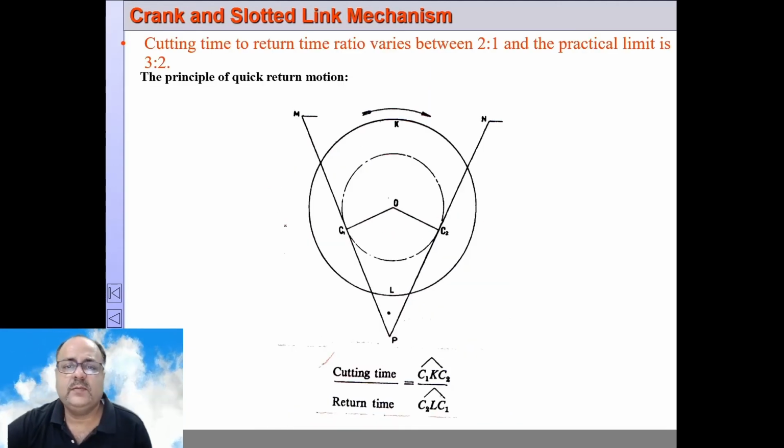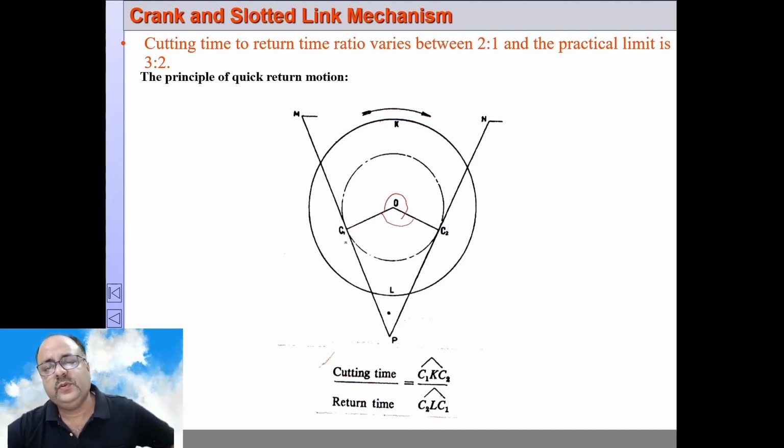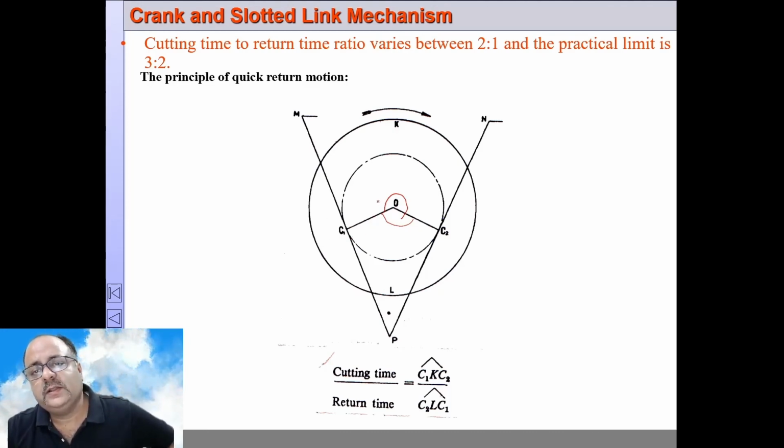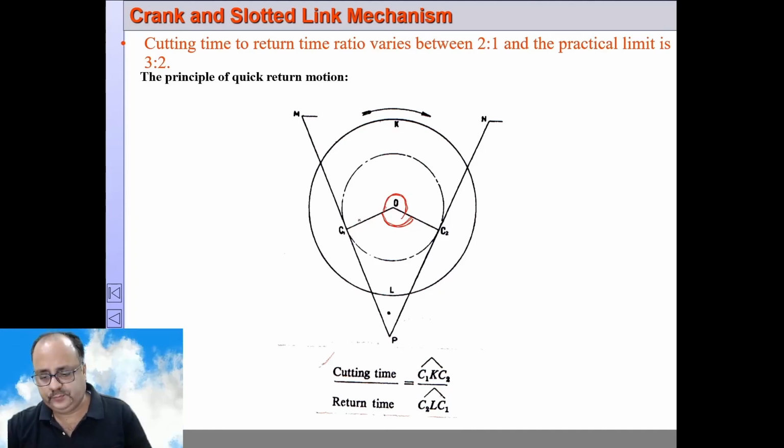Now, how is it a quick return mechanism? Suppose it is traveling from here, this is the forward stroke, and it returns here. So the angle traveled is this much, whereas the angle traveled in return is this much. Since the angular velocity is constant, the return time will be less because the return velocity will be faster, and the cutting time will be more because the cutting velocity is lesser. The ratio of cutting time to return time normally varies around 2:1, and the practical limit is around 1.5. So this is the concept here.